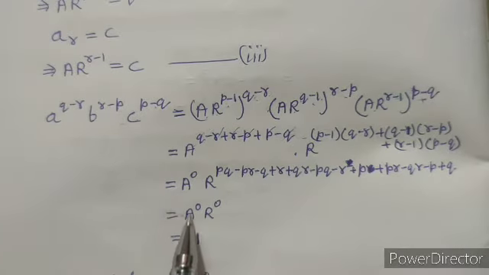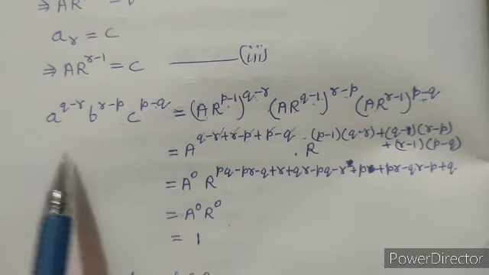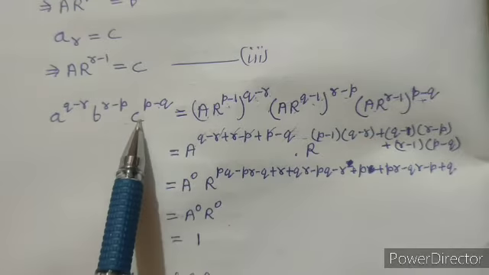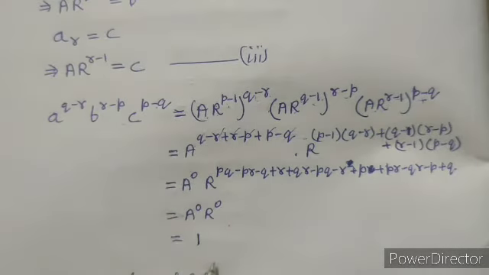As we know, anything raised to power 0 will be equal to 1. So the value of A raised to power (Q minus R) into B raised to power (R minus P) into C raised to power (P minus Q) will be equal to 1.